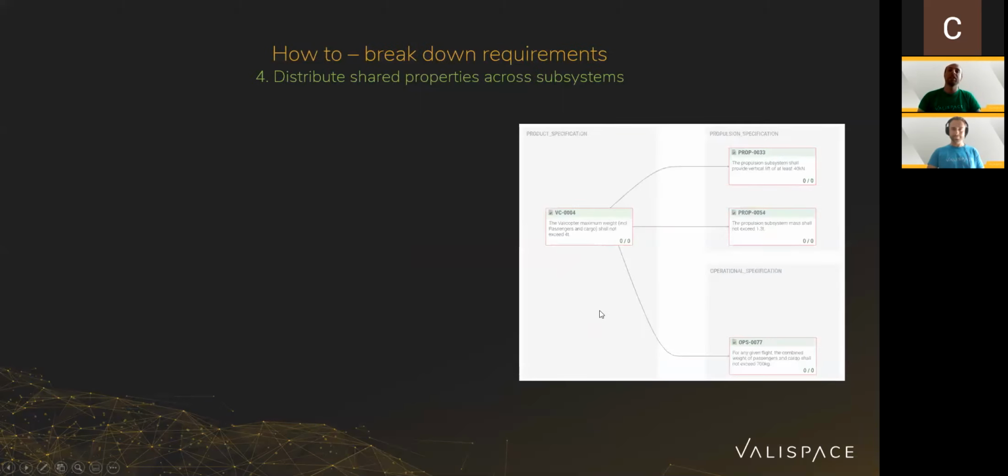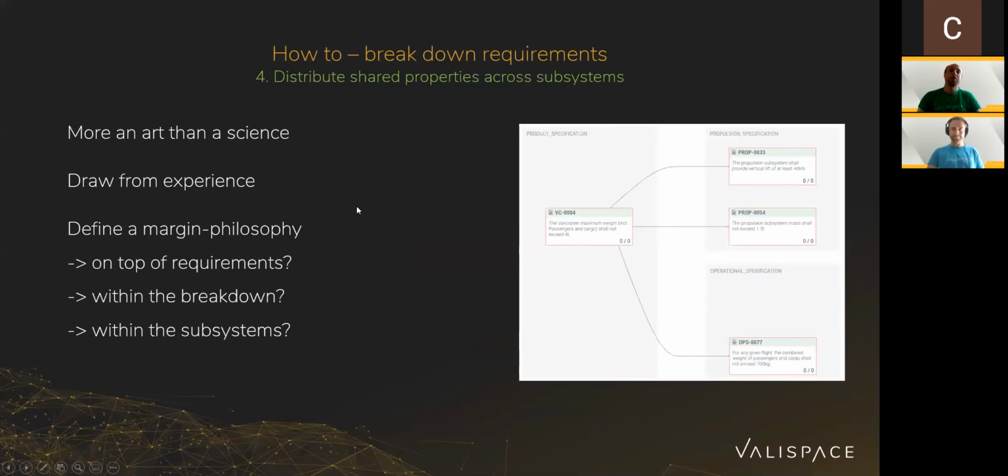And then ideally, you draw from the experience, and you define a margin philosophy. So what does that mean? It means that your overall requirement is that you should not exceed 4 tons. You have to make a very conscious decision now. Do you want to put a margin on top of the requirements? So maybe your customer asks you to not exceed 5 tons, and then you make the requirement just 4 tons. This way you have a margin when you design. Or do you make it in the breakdown? What that means is these 4 tons don't all get allocated to the subsystems. Maybe one subsystem gets 1 ton, another 2 tons, and so on, and then there's still a few left at the end.